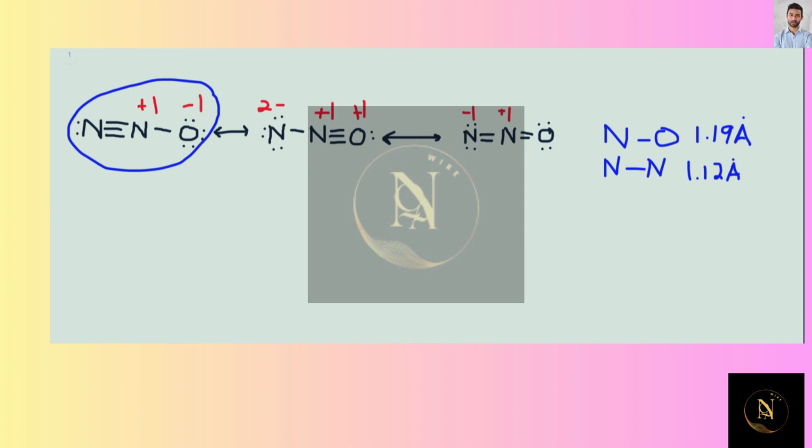So the NN bond length is slightly longer than the typical N double bond. So that means that we're going to have a partial double bond interaction. Because it's slightly longer, that means we're going to have closer to a single bond. And the NO bond is slightly shorter than a typical NO bond, so it's going to be a bit stronger. So you actually are going to have a triple bond interaction.